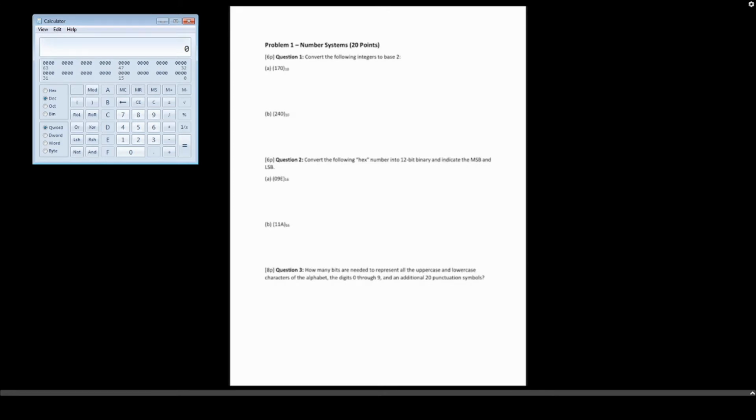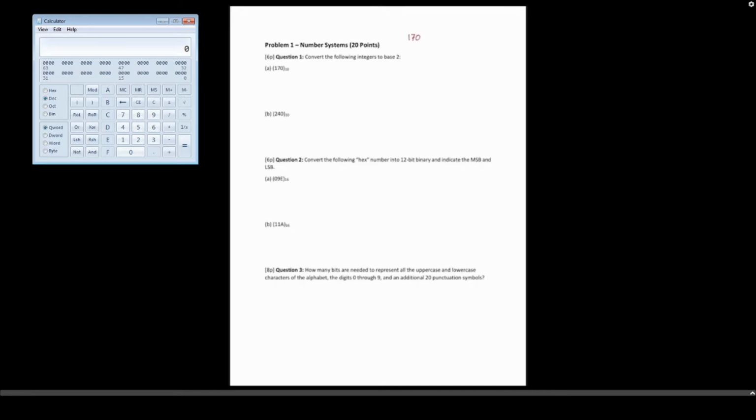Convert the following integers to base 2. So we have here the calculator just to help us as an auxiliary tool so we can validate our answers. Here you're not supposed to use the calculator, you're supposed to do either the division by 2 or the subtraction method. So let's use the division by 2 on this first one. And I'm going to do it over here.